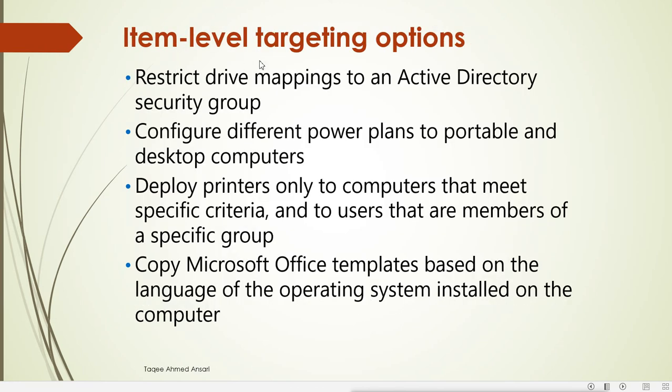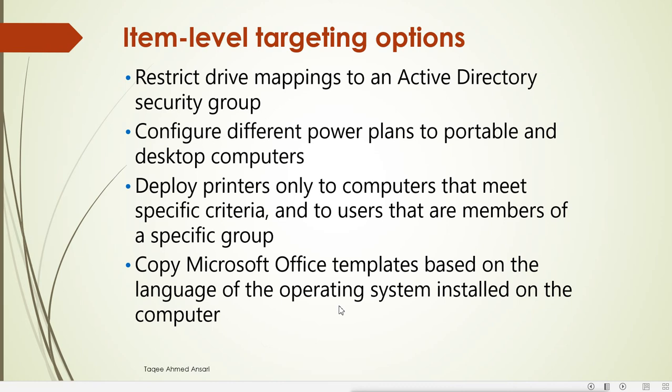Now, the item level targeting option is also available, so we can restrict a specific setting based on some specific item level, like redirecting the drive mapping to an Active Directory security group. For example, we can create the drive mapping based on the Active Directory security group. We can configure different power plans for portable and desktop computers. We can deploy printers only to computers that meet specific criteria, and to users that are members of a specific group. We can copy the Microsoft Office templates based on the language of the operating system installed on the computer.